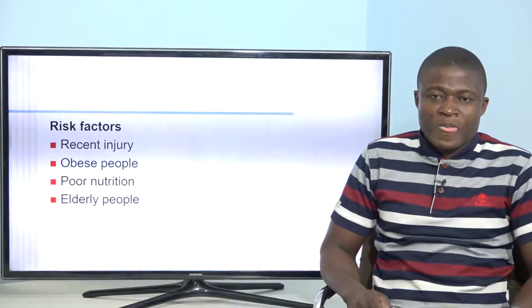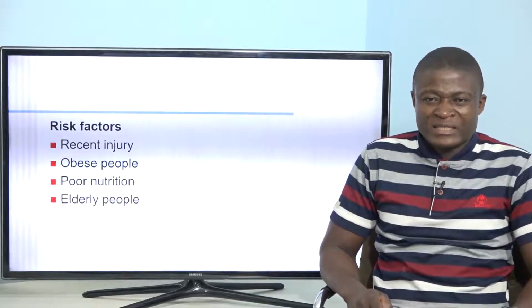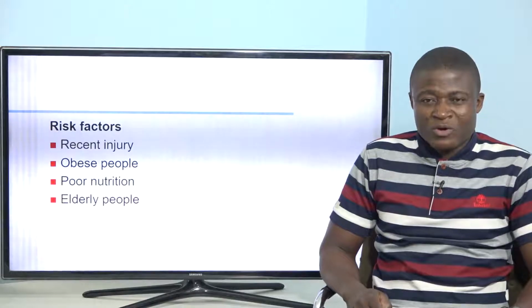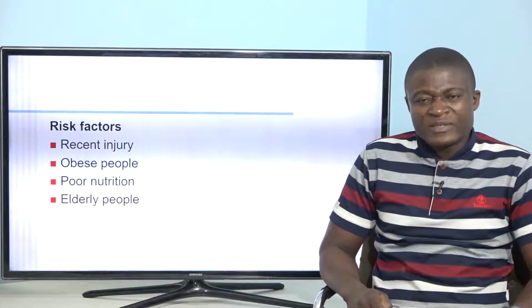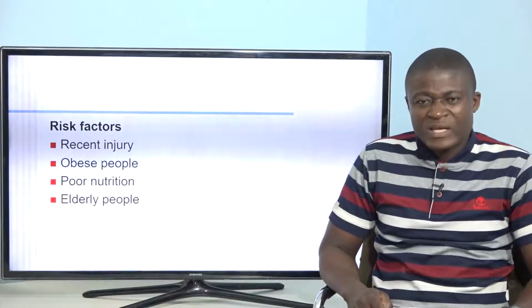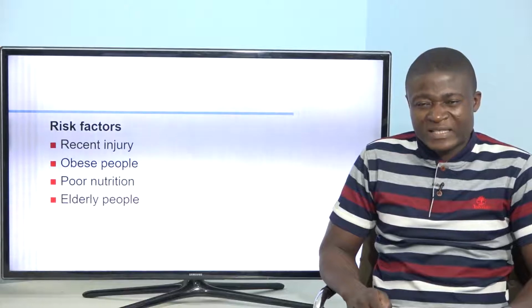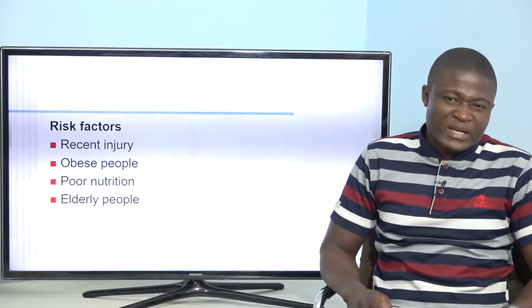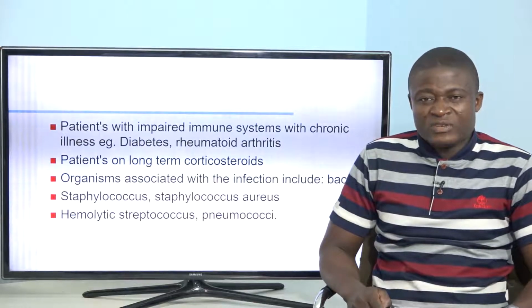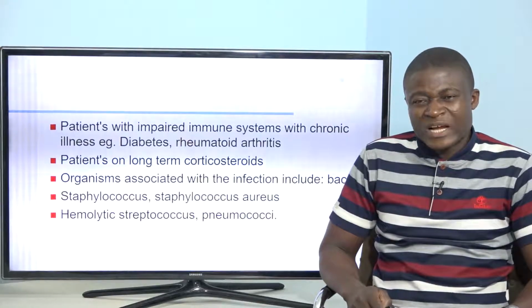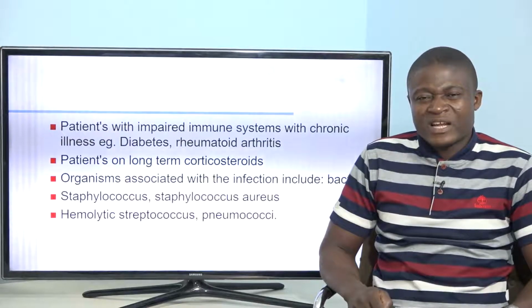Then poor nutrition. If you have poor nutrition or you are not eating nutritious diets, you are always malnourished and your immunity is low, and you stand a high chance of developing infections, and this will further guarantee the fact that you can develop osteomyelitis. Then elderly people, so as we all know, as you age, your immunity starts to get compromised, or your immunity weakens. And we also have bones that get weakened through osteoporosis as we are aging. So when that happens, you stand a very high chance of developing problems of the bones.